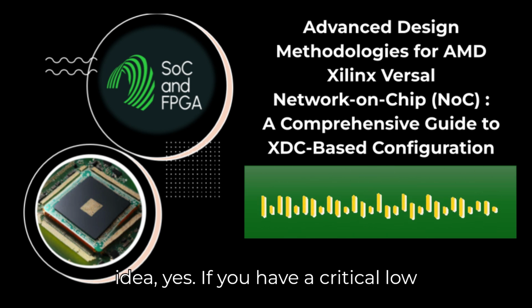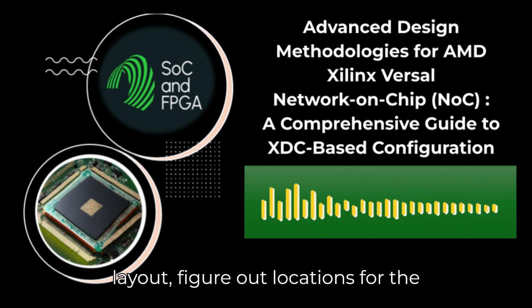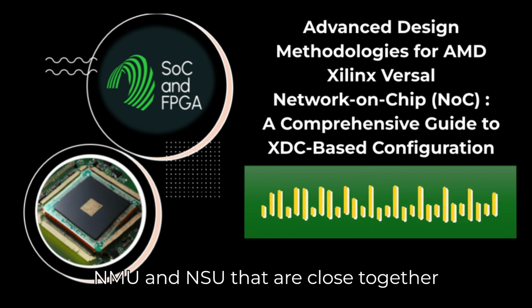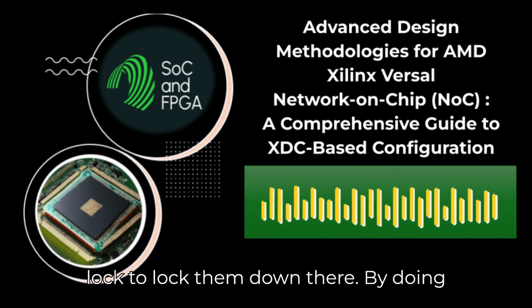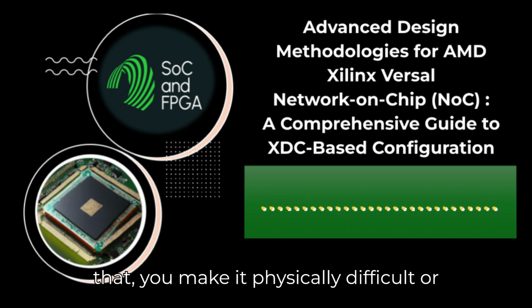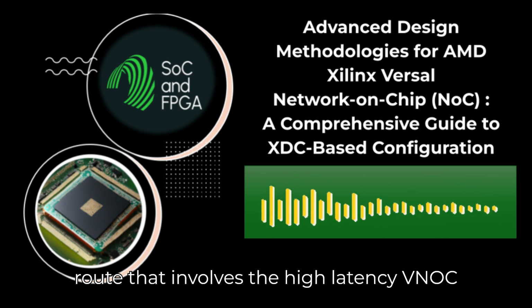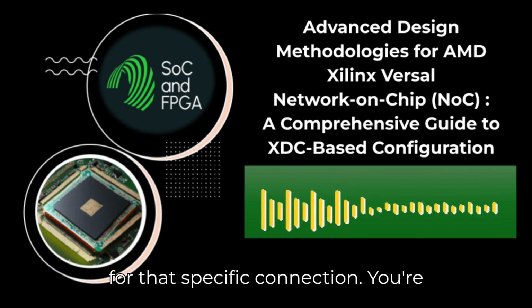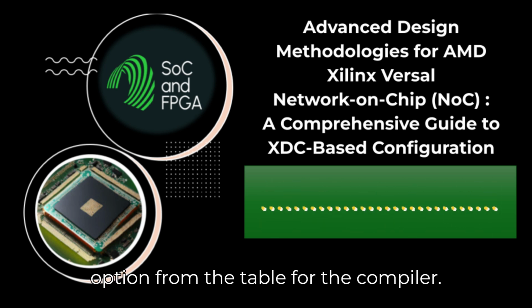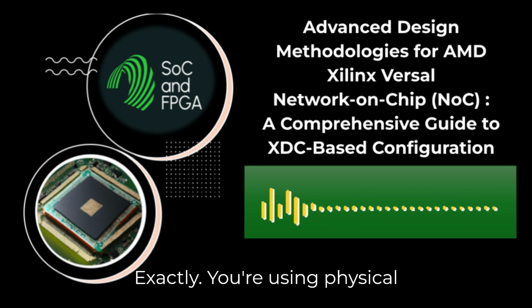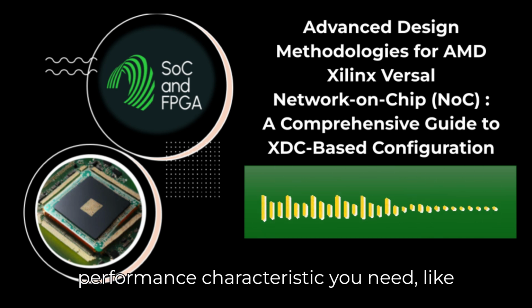If you have a critical low latency path, you analyze the chip layout, figure out locations for the NMU and NSU that are close together horizontally, maybe within the same SLR if possible, and then you use physical lock to lock them down there. By doing that, you make it physically difficult or impossible for the compiler to choose a route that involves the high latency VNOC for that specific connection. You're dictating the physical feasibility. You're essentially removing the bad option from the table for the compiler. Exactly. You're using physical constraints to guarantee the logical performance characteristic you need, like low latency.